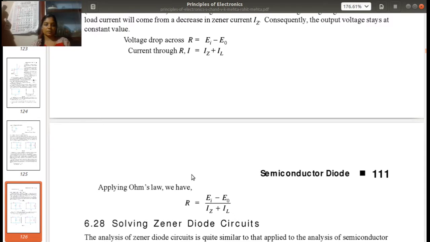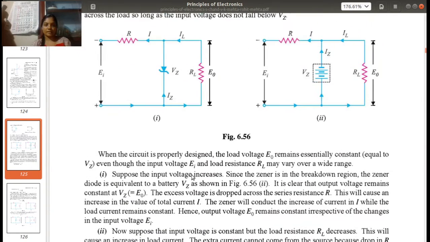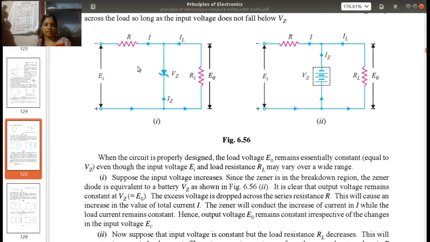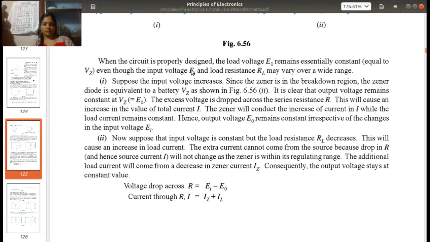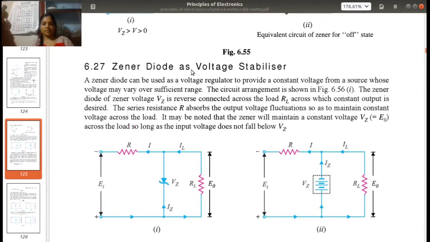This must be the value of R, the resistance that must be included in the stabilization circuit in order to stabilize the voltage. So this is how a Zener diode stabilizes a fluctuating voltage source. So that's all about the Zener diode as a voltage stabilizer. Thank you.